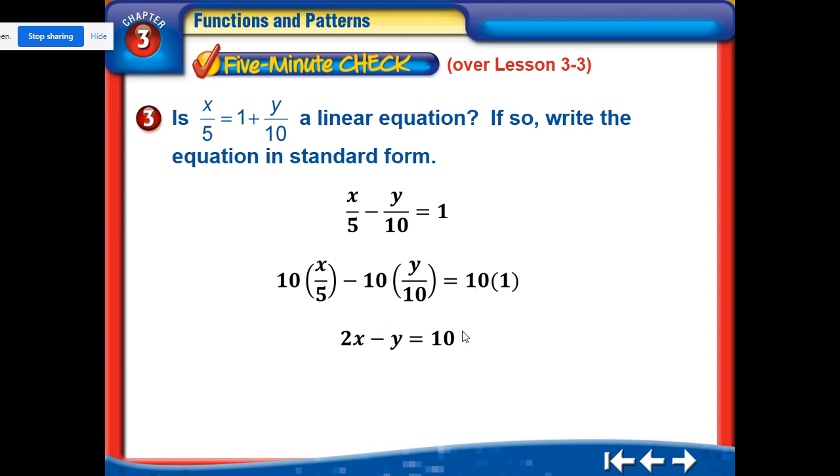And so that's how we go ahead and make it into standard form. And if you notice, this probably looks a lot better than this one over here in terms of how we want to use it.